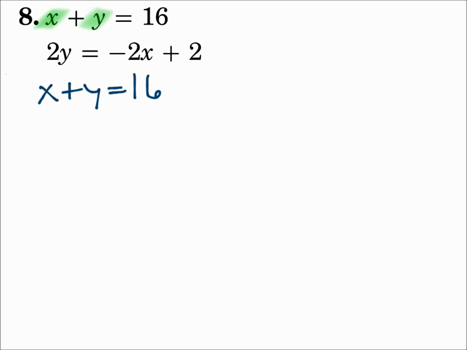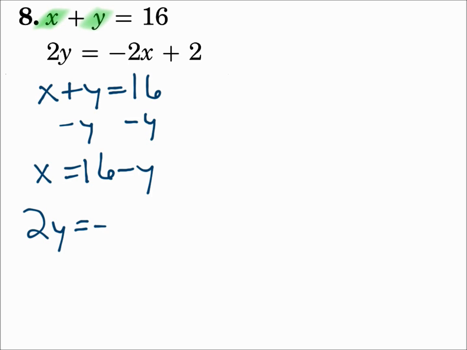Let's solve for x. To solve for x, we'll subtract y from each side. Y minus y cancels out on the left, leaving x. And on the right, we have 16 minus y. That's what we'll substitute into the other equation. Since x equals 16 minus y, we'll substitute that in for x in the other equation.